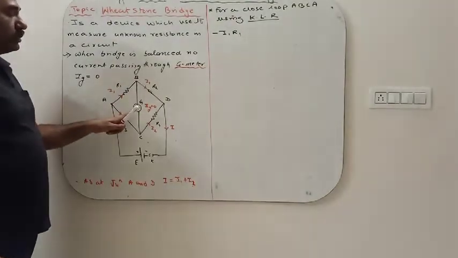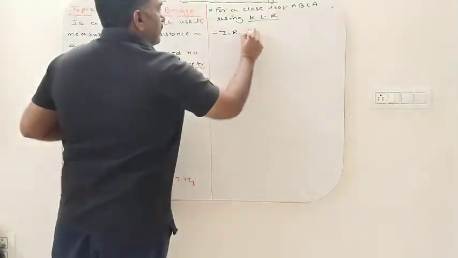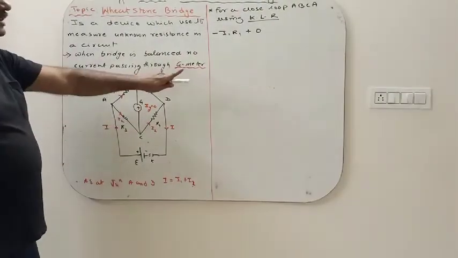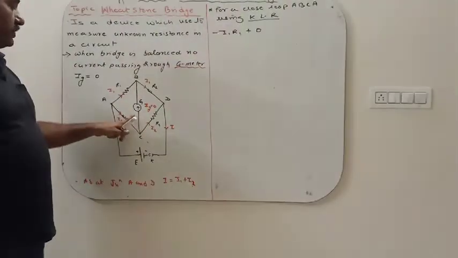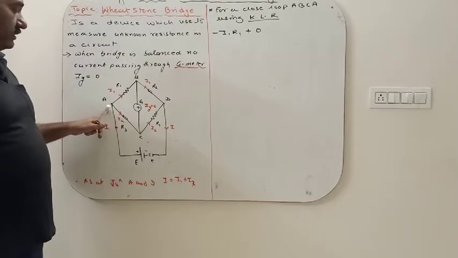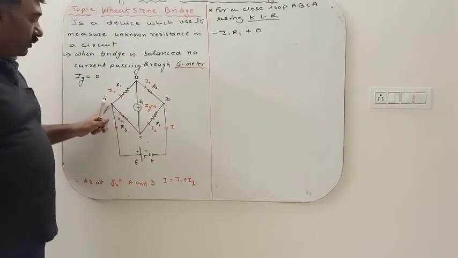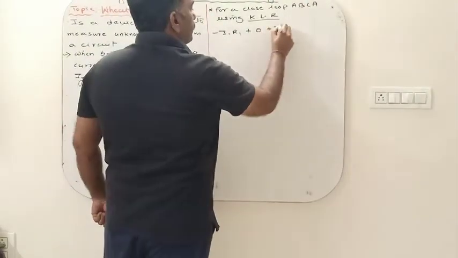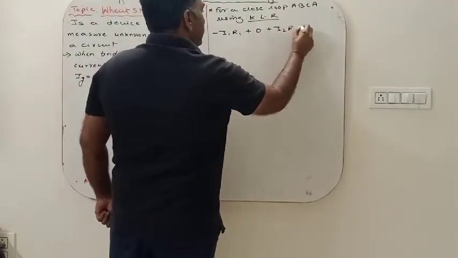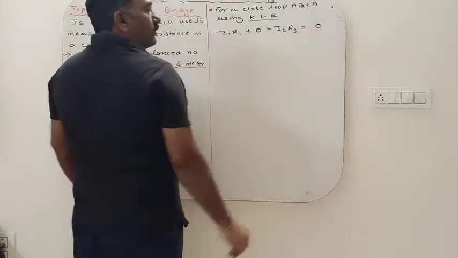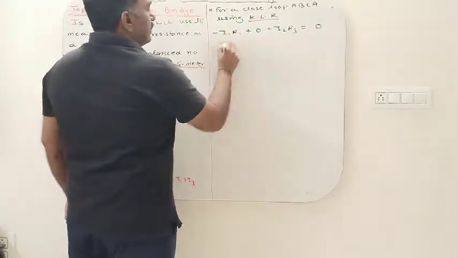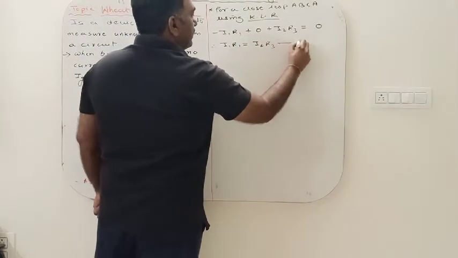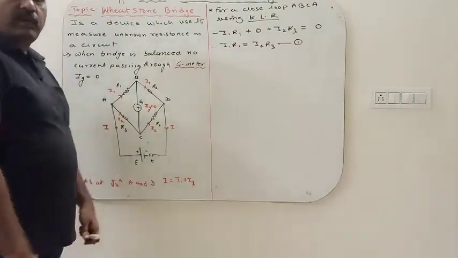Then B to C. No current is passing through the galvanometer, so Ig is zero, and therefore the potential across BC is also zero. Then from C to A, you are moving opposite to the direction of the current from A to C, so the potential increases, plus I2 R3, and the total potential is zero for a closed loop. Therefore we can write I1 R1 is equal to I2 R3. This is equation number 1.